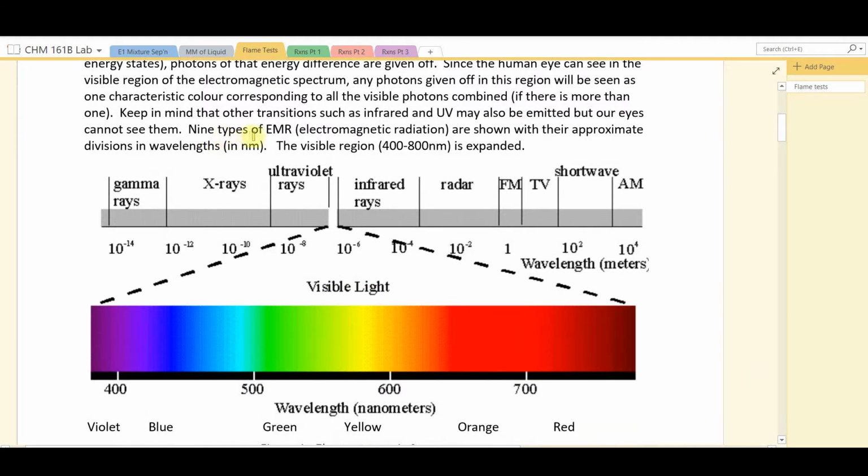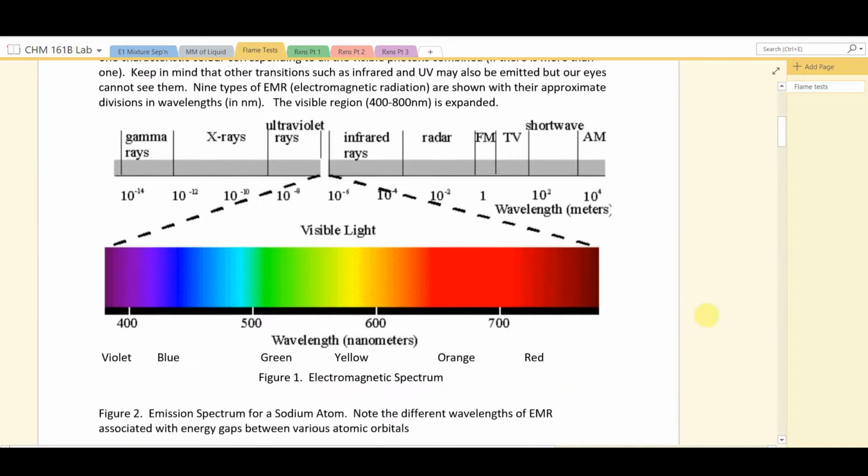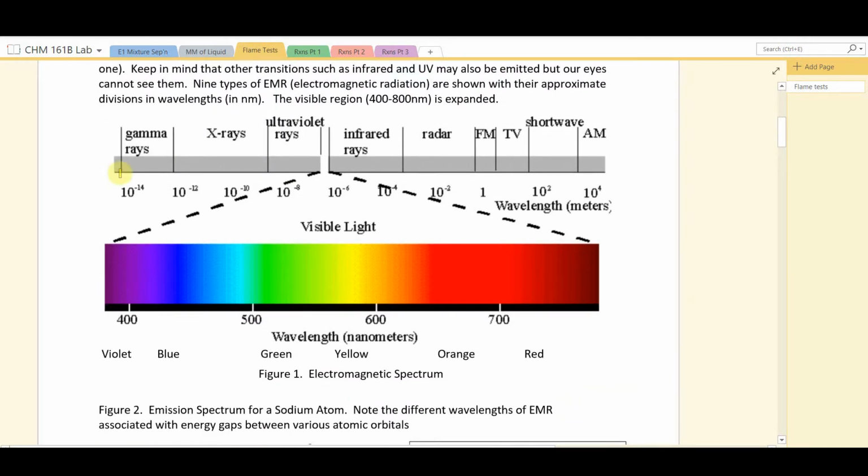Now, 9 types of EMR, electromagnetic radiation, are shown with their approximate divisions in nanometers in the table below. Note that the visible region lies between 400 and 800 nanometers approximately. So we start at the far end: the highest energy, shortest wavelength radiation are gamma rays. These are high frequency, short wavelength, but high energy.